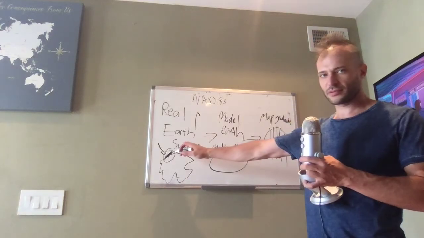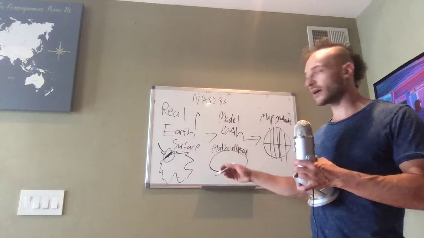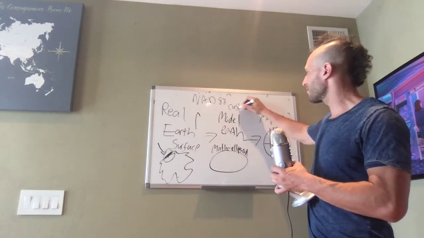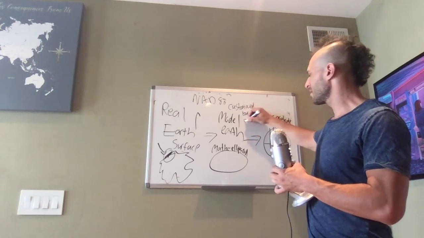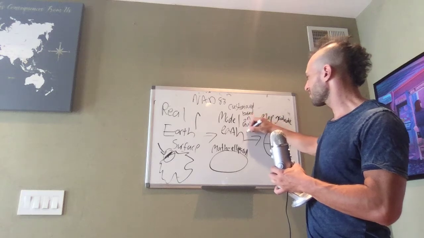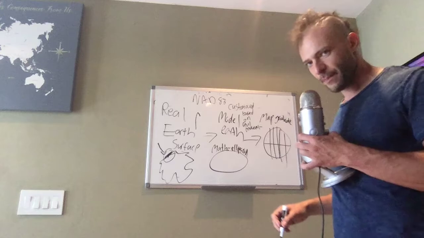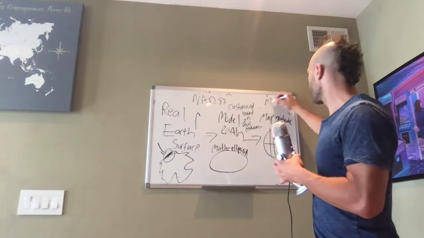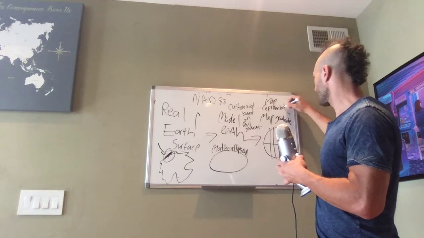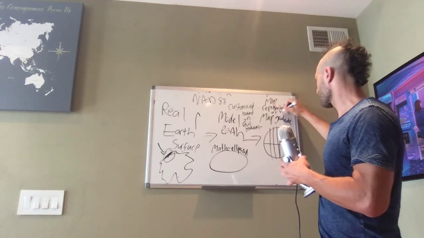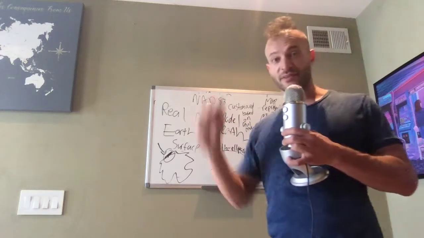So real surface, measure it, transforming it using a customized mathematical model, customized based on real measurement. And then from that ellipsoid, we create a map, which is like a representation of the world. And then we drop the latitude and longitude on it.